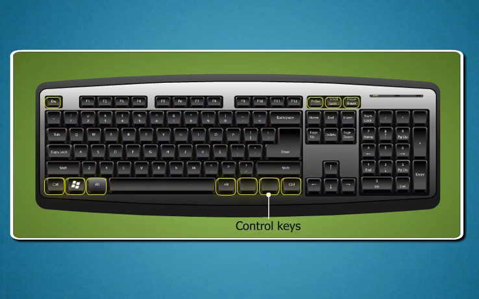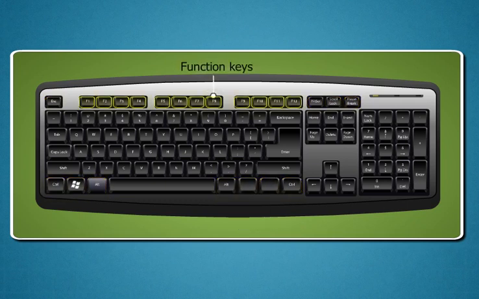Control keys. The Control key, Alt key, the Windows logo key, and the Escape key are the control keys. These keys are used alone or in combination with other keys to perform certain actions. Function keys. Function keys are labeled as F1, F2, F3, and so on, up to F12. The functionality of these keys differs from program to program. These keys are used to perform specific actions.